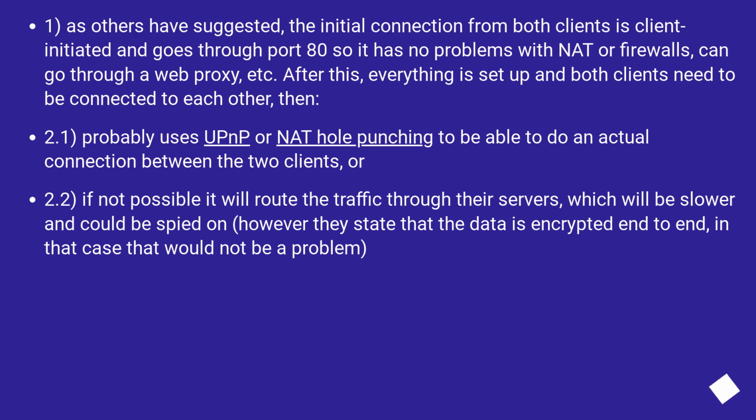Then 2.1 probably uses UPnP or NAT hole punching to be able to do an actual connection between the two clients, or 2.2, if not possible, it will route the traffic through their servers, which will be slower and could be spied on. However, they state that the data is encrypted end-to-end. In that case, that would not be a problem.